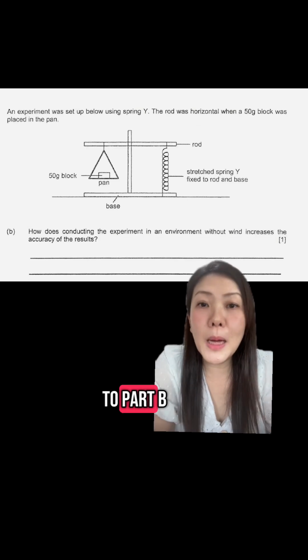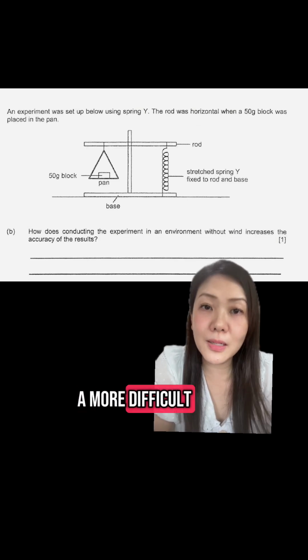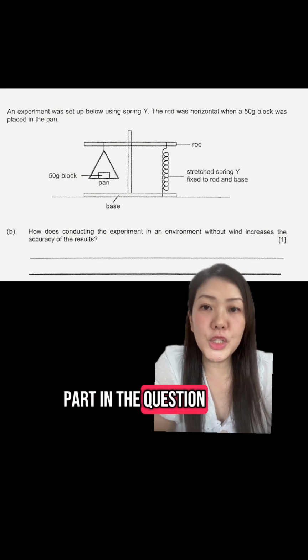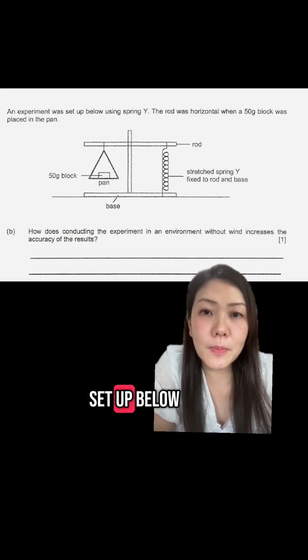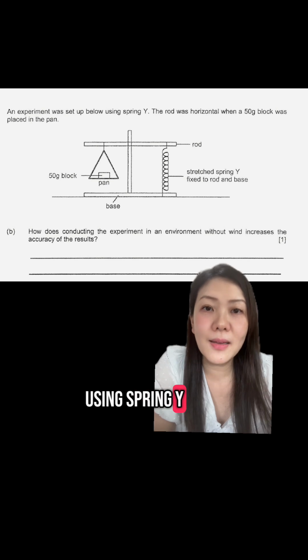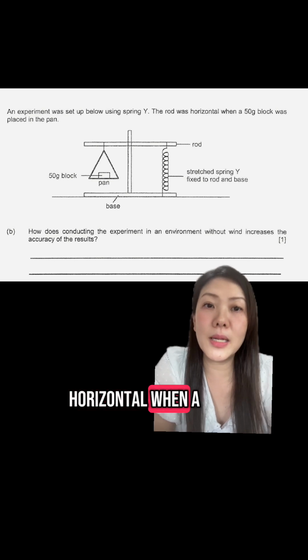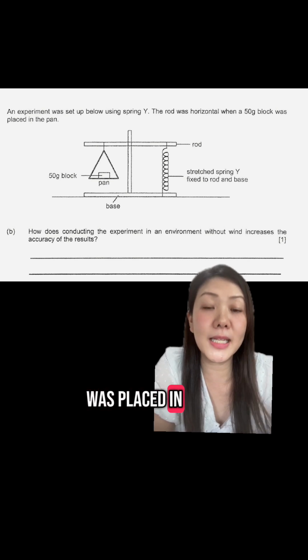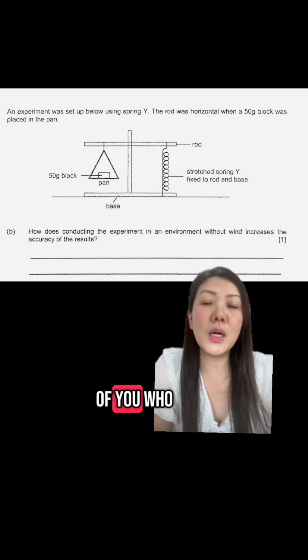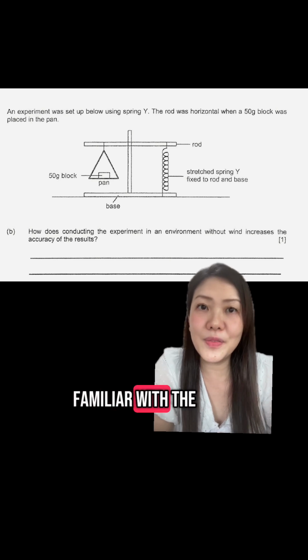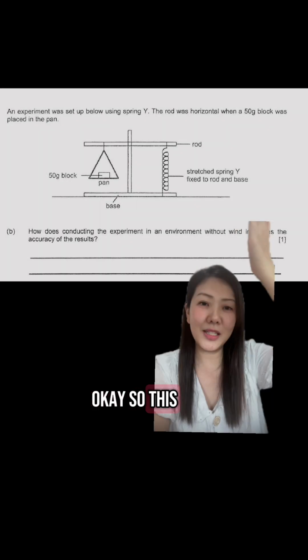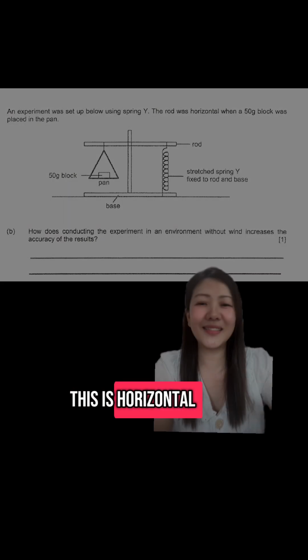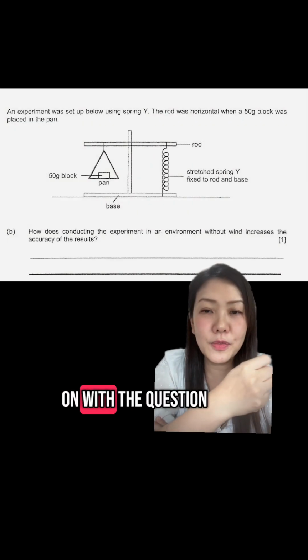Now let's proceed to part B, which is usually a more difficult part in the question. An experiment was set up below using spring Y. The rod was horizontal when a 50-gram block was placed in the pan. So for some of you who may not be familiar with the science words like this, okay, so this is vertical and this is horizontal, right? So let's carry on with the question.